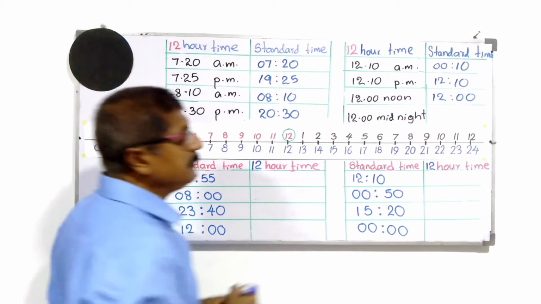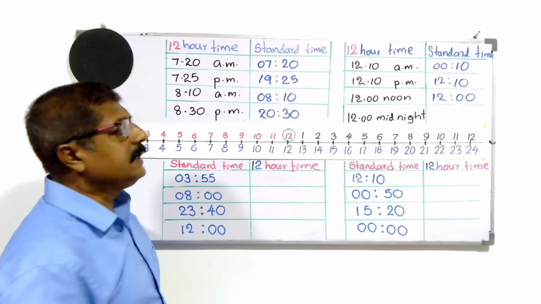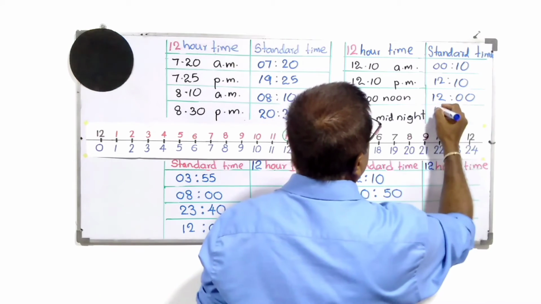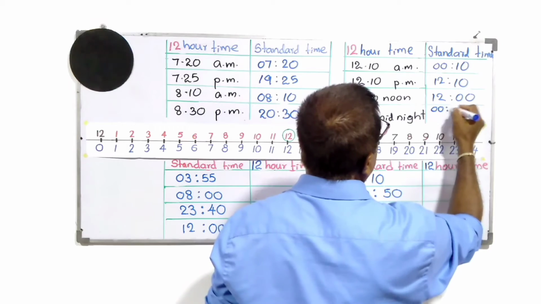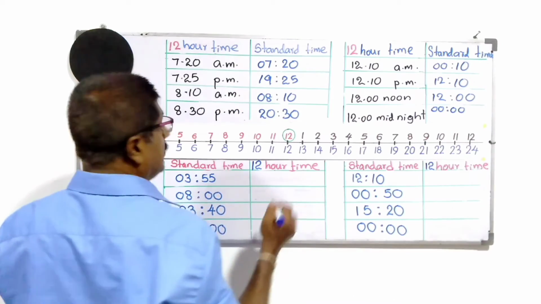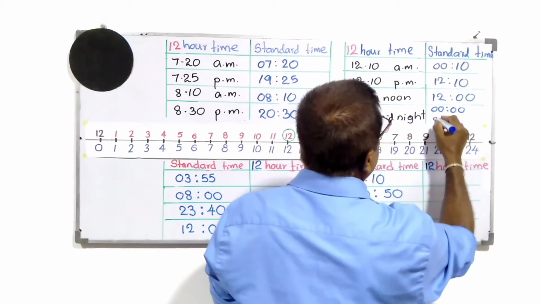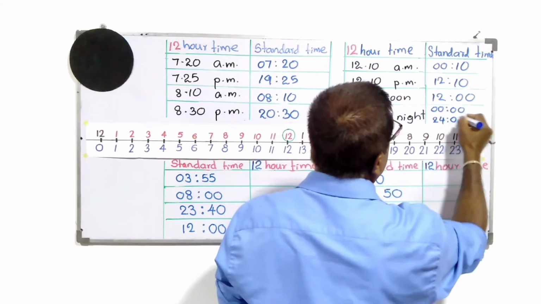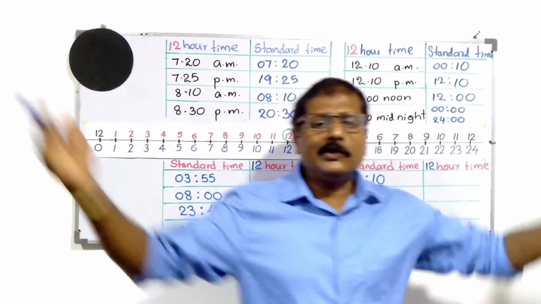12 midnight. You can write it like this. 00:00. Here you are, 12 midnight. Or 2400. So there are two ways.